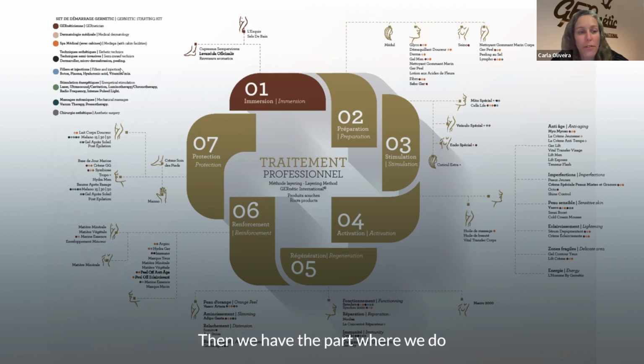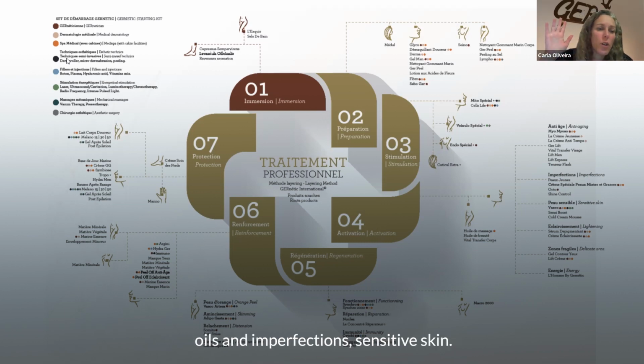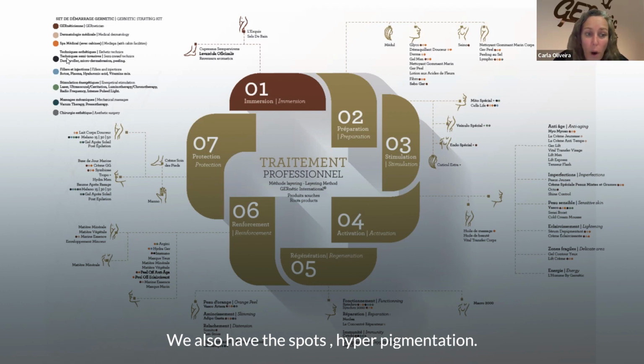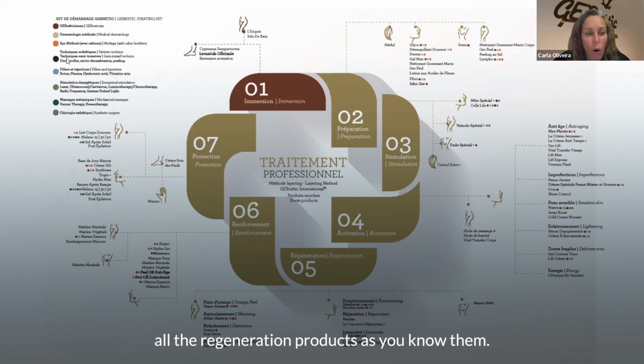Then we have the part where we do the activation of this stimulation. And here, to activate, we have all the specific products for every kind of situation that we may need to approach. Anti-age, oils and imperfections, sensitive skin. We also have the spots, the hyperpigmentation. We have the energy. Then we go to the 5, the regeneration part. And here we have all the regeneration products as you know them.